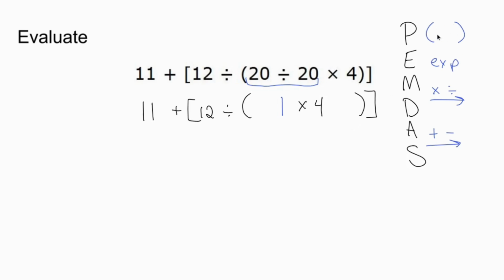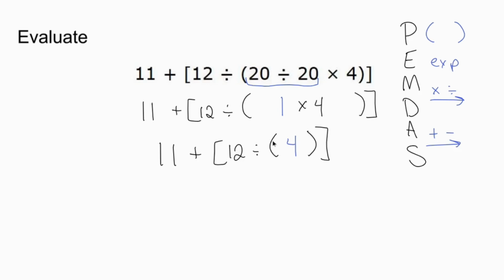Now we are still not done inside the innermost parentheses. Inside the innermost parentheses, I have 1 times 4. So I'm going to write out that 1 times 4 is 4. Now we write out everything else that we haven't touched yet: 11 plus bracket, 12 divided by that parentheses, and then close the bracket.